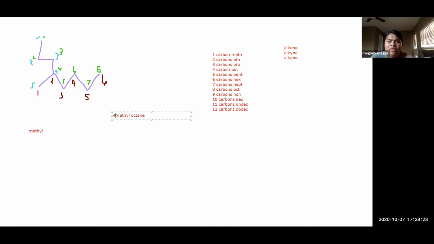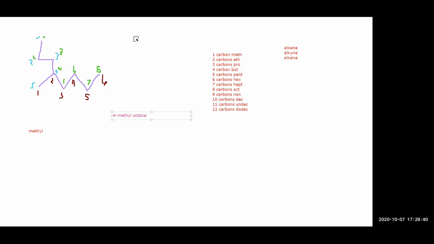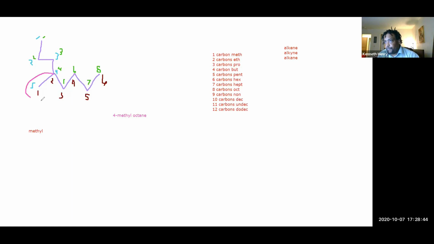Where did you get methyl from again? Because we only have a single carbon coming off of that longest chain. There's 1, 2, 3, 4, 5, 6, 7, 8. That's my longest chain. I have 1 carbon coming off of it right here. I'll circle it in pink. 1 carbon coming off of 4. So that's where I get the methyl from.